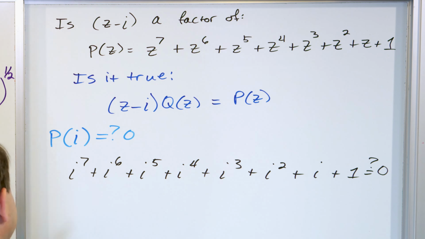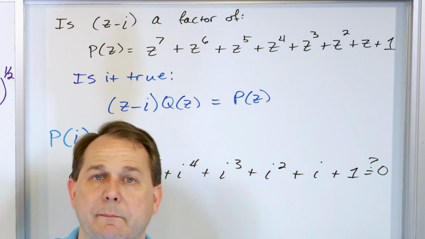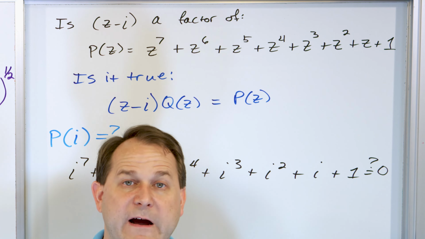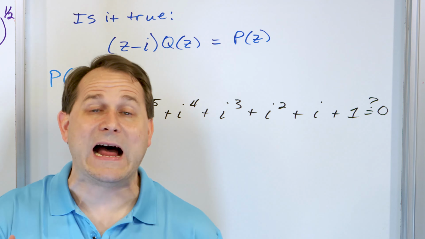There are lots of different ways to figure out how to do this, but the thing is, when you're multiplying i times itself a bunch of times, it's very, very easy to make a mistake. I'm going to show you the easiest way that I think there is to do it.